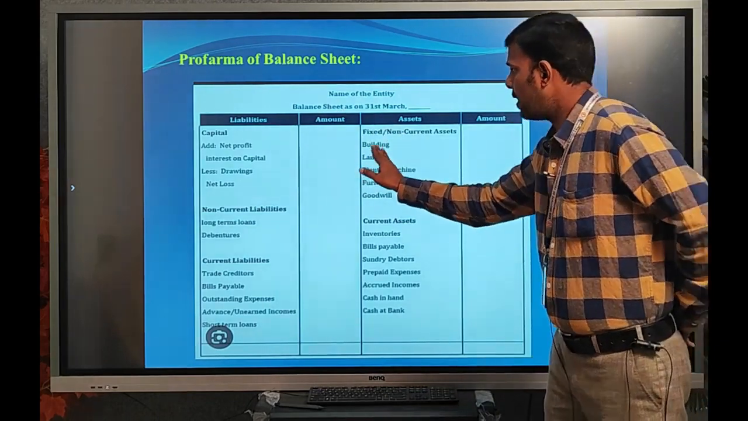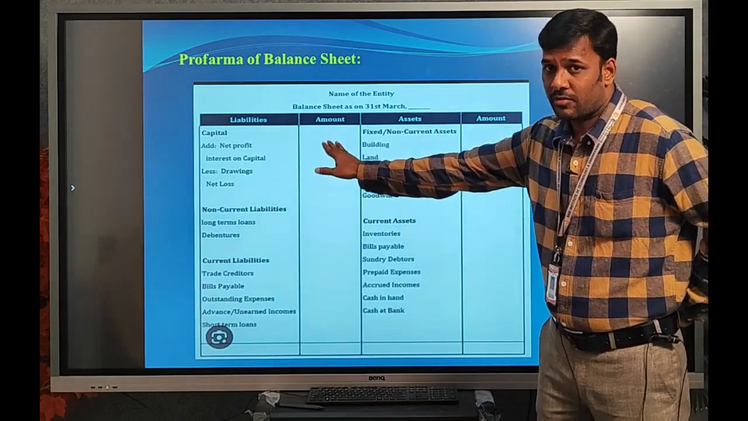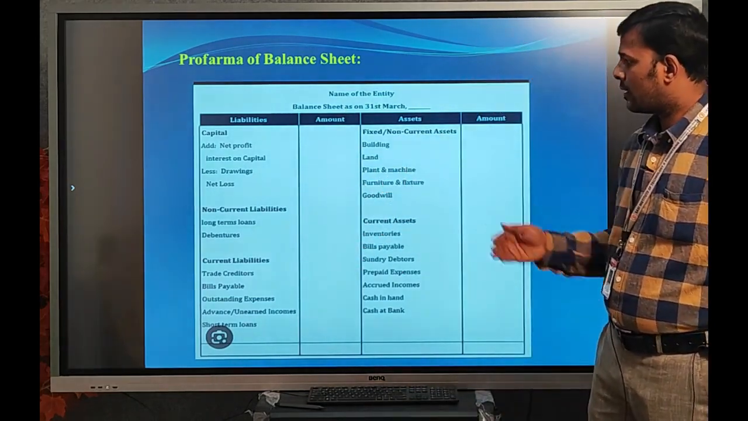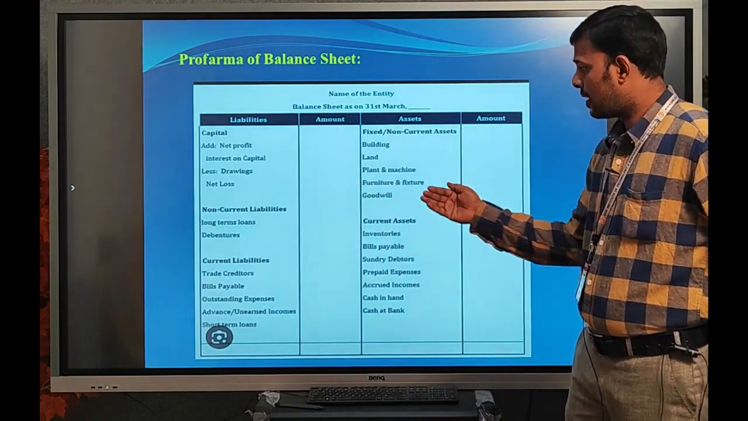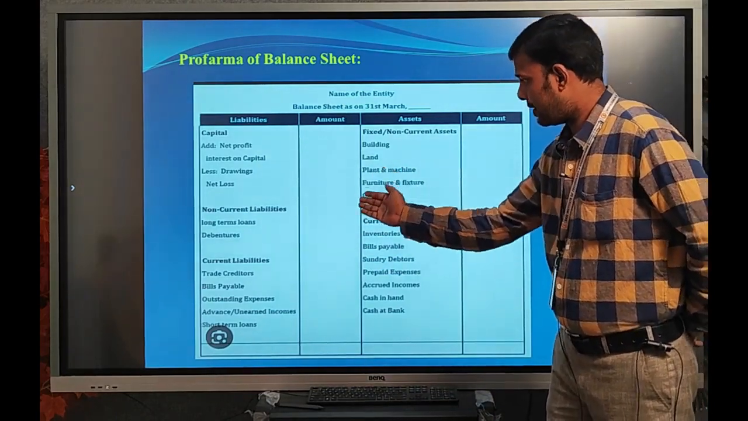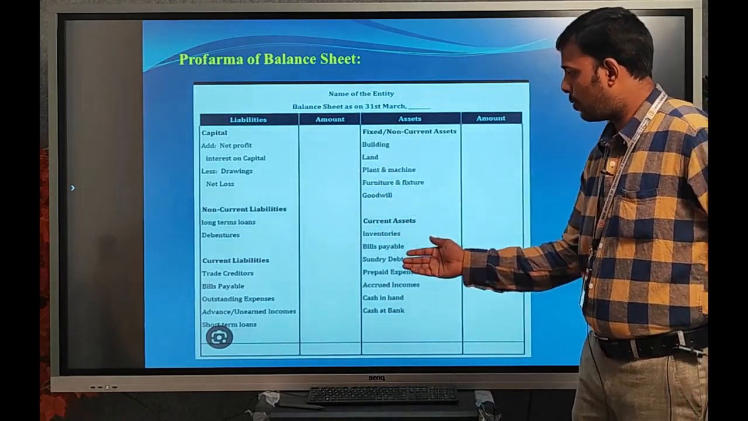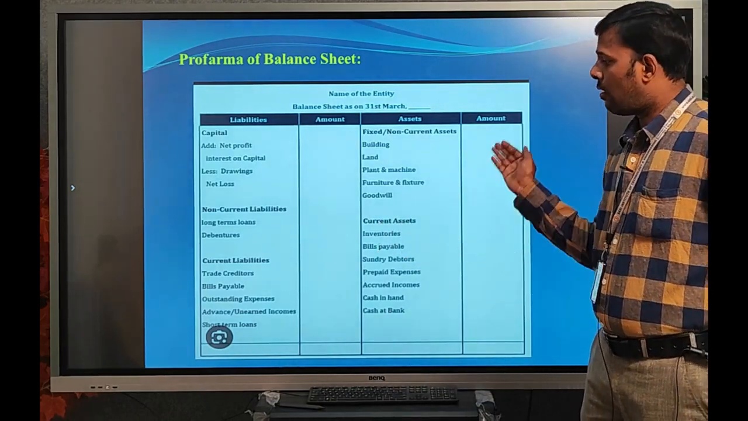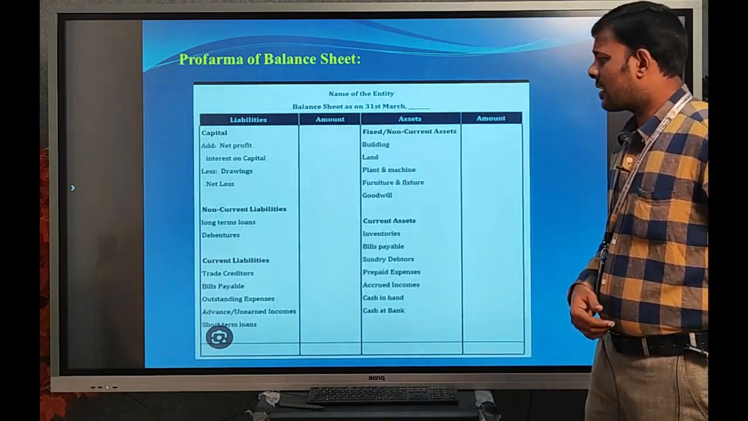That is the final balance for the capital amount on the liability side of the balance sheet. And coming to liabilities, long term loans and debentures are the non-current liabilities. And current liabilities, if you observe, are trade creditors, bills payable, outstanding expenses, advances and short term loans. They all come under current liabilities.